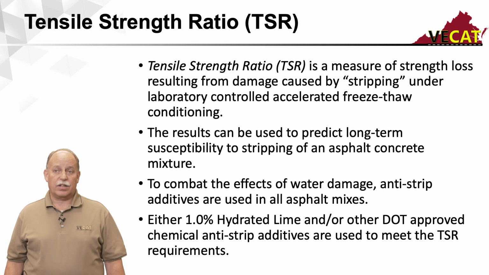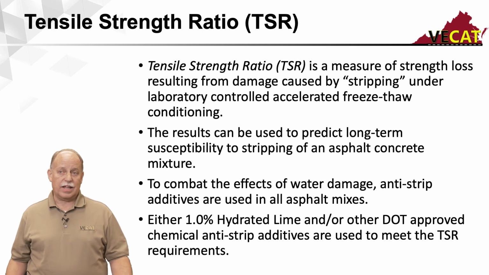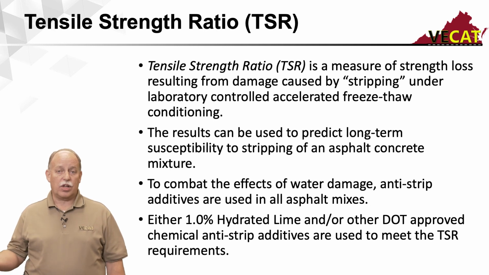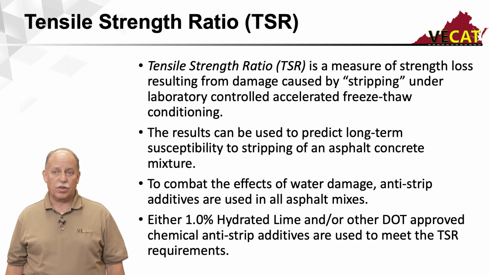And to combat the effects of water damage, anti-strip additives are used in all asphalt mixes. VDOT requires anti-strip additives, whether it be a chemical additive or a lime, in all of their mixes. And they use that as an insurance policy. But your mixture itself has to be an 80 or above TSR. So it's 80%. So it has to meet that plus use either a chemical additive or 1% hydrated lime.